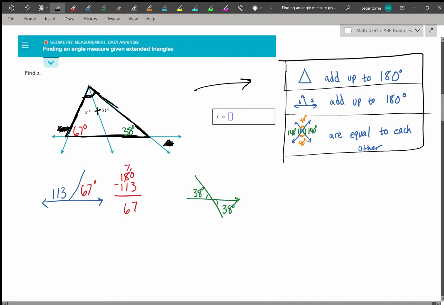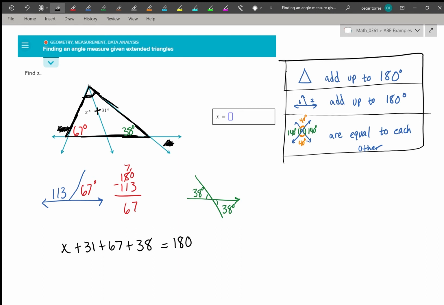To make the equation a little easier to work with, we're going to start off with the x first, and then write the rest of these numbers in whatever order you want. So we have x plus 31, so I'm going to go ahead and put plus 31. Then I'm going to add 67, and I'm going to add 38. When we add all of these numbers together, they should be equal to 180, because that's the properties of a triangle. All of the angles add up to 180.